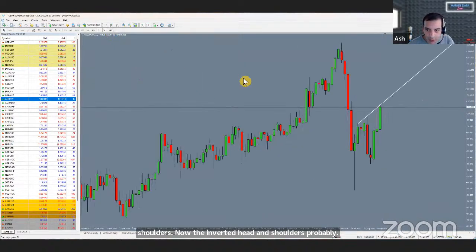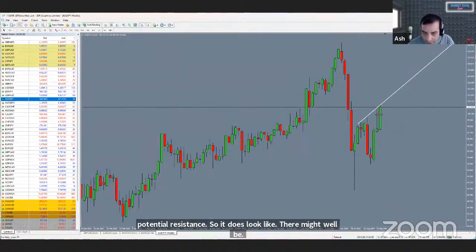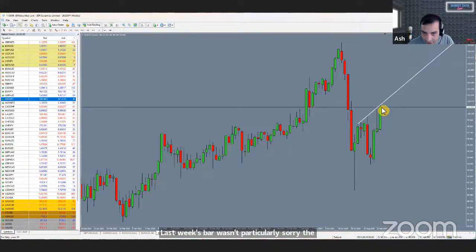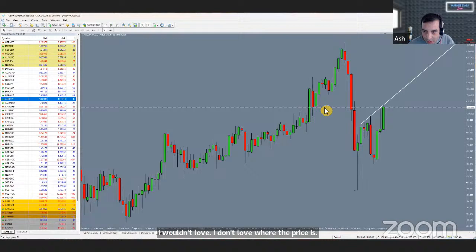Let's just see what kind of resistance. We are on potential resistance, so it does look like there might well be. Last week's bar wasn't particularly... The previous week's bar wasn't particularly bullish, and this is suggesting it could go higher. But now looking at this, I don't love where the price is, so I wouldn't be looking at this long.